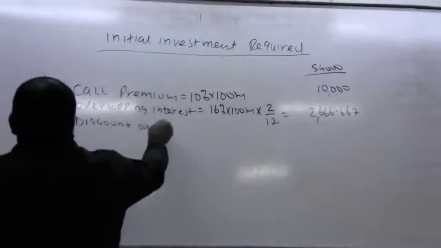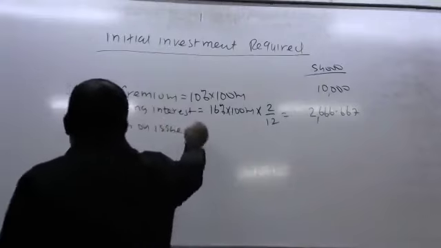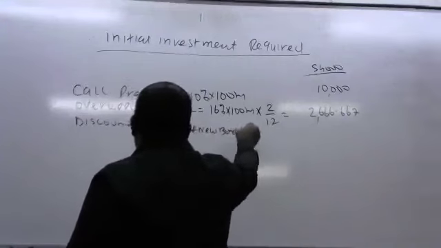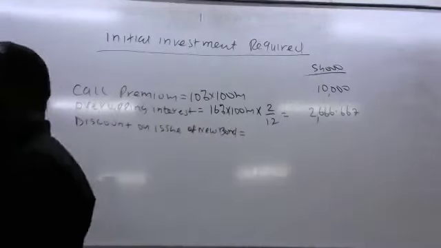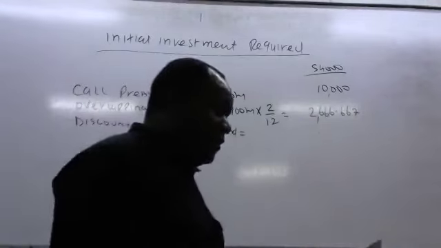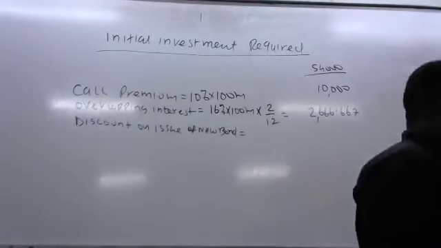Discount on issue of the new bond. We incur a discount to issue the new bond. So, discount on issue of the new bond, you've got paragraph number 2.